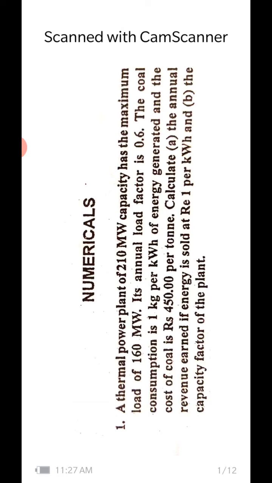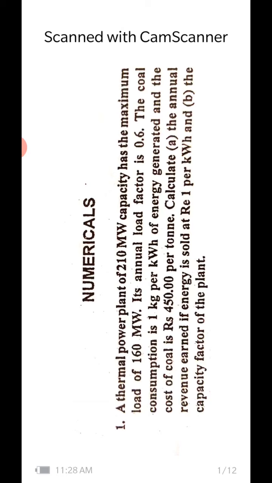Coal consumption is 1 kg per kilowatt hour, means to generate 1 unit of electricity, 1 kg of coal is consumed. Per ton means for 1000 kgs the coal cost is 450 rupees. Now you have to find the annual revenue if the energy is sold at 1 rupee per kilowatt, and the capacity factor. So you have to understand that annual revenue he has asked. Annual revenue means per year.